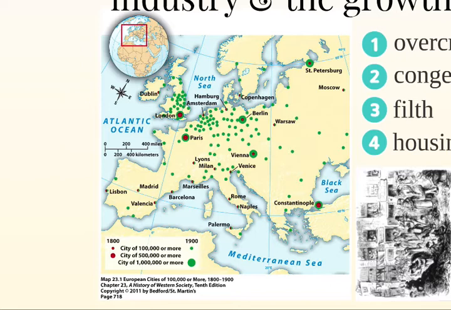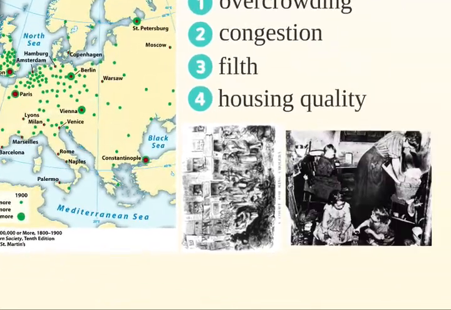Clearly, cities like London, Paris, Berlin, Vienna, Constantinople, and St. Petersburg are large and continue to get larger. But look at how many more green dots we have of people living in cities of 100,000 or more, which by modern standards isn't huge, but by 19th century standards, that's a pretty sizable city. They're also much more densely located in Northern Europe. And of course, Britain becomes a very urbanized place.